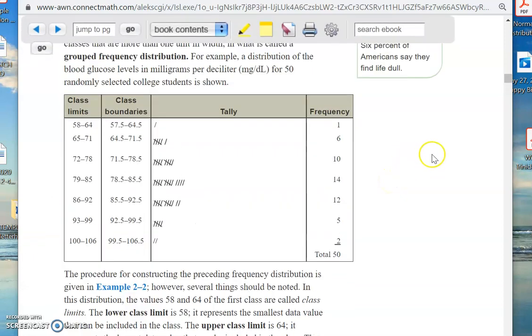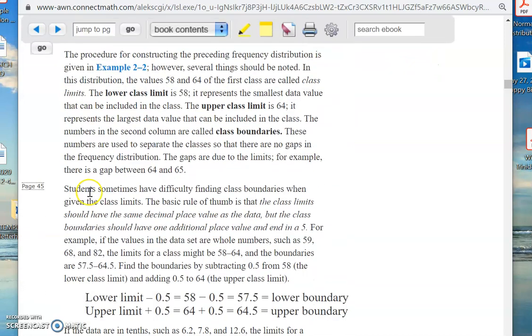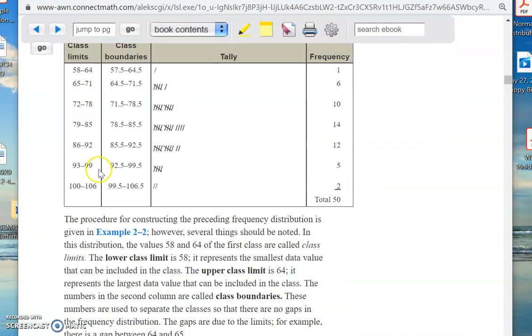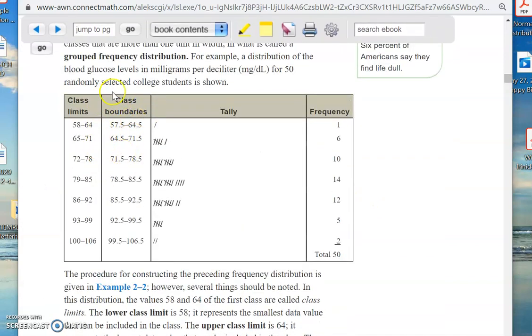I think the basic idea is this: if you have class limits, you go from 58 to 64. The class limits are in the same units, the same decimal place value as the data. The intent of the class boundaries is to prevent gaps. So 58 to 64, and then we go from 65 to 71. Well, what if it was a 64.5? What if it was a 64.3? What if it was 64.7? The idea is that these boundaries prevent there from being gaps.